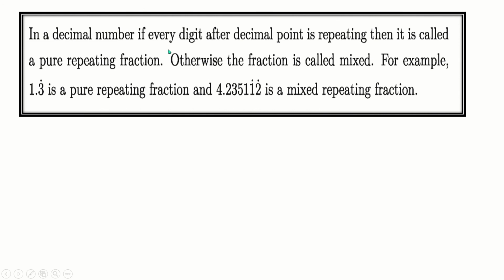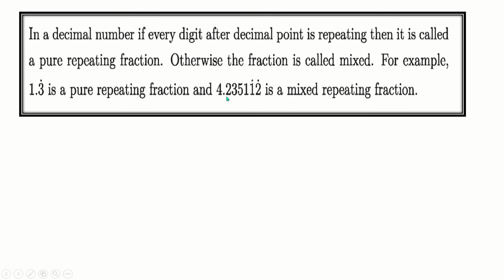In a decimal number, if every digit after the decimal point is repeating, then it is called a pure decimal fraction. Otherwise, the fraction is called mixed. For example, 1.3 recurring. That means here only the recurring part is present, not the other part. That is a pure repeating fraction.